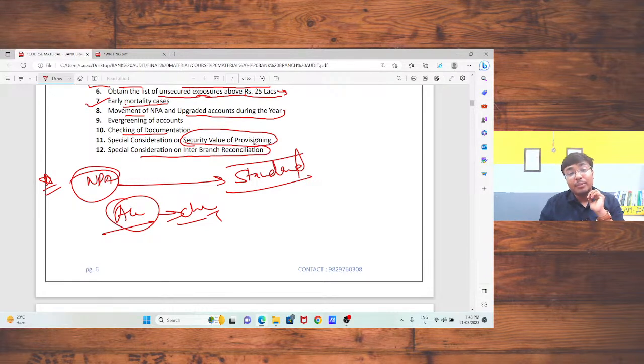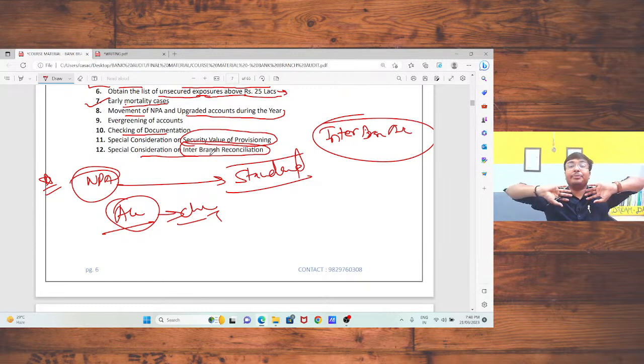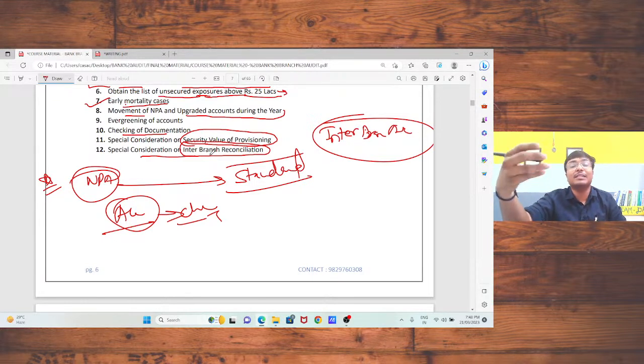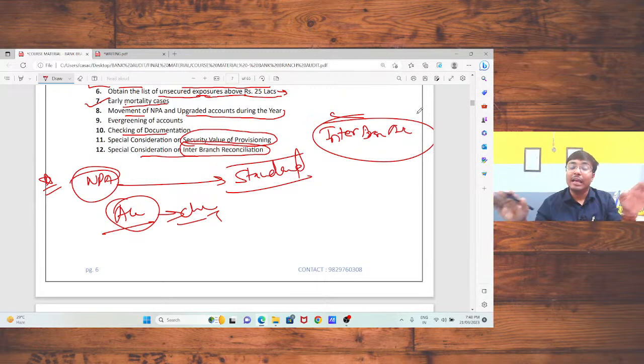And special consideration on inter-branch reconciliation. This is the most important task in LFAR and also in your banking business. You should take care of it. You should demand a list of inter-branch accounts. First, you should not directly tell the branch manager that we require the reconciliation of that inter-branch account. First demand the inter-branch accounts. After that, select certain accounts for which you require reconciliation and demand the reconciliation on a test check and sample basis. If you find everything okay, then okay. If you find any deficiency, you should demand further documents and further requirements from the branch manager.